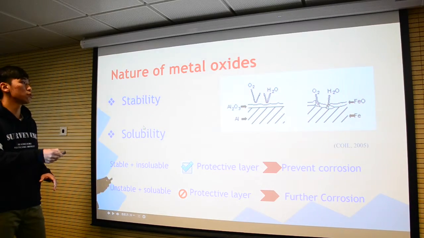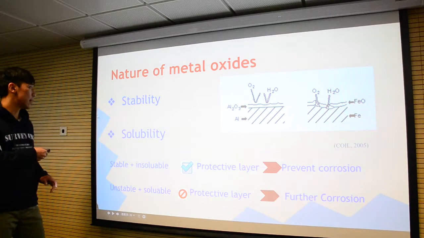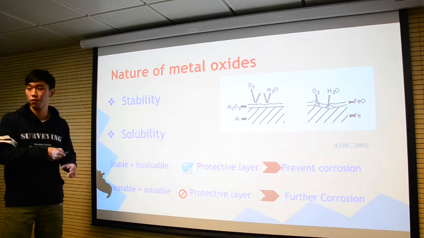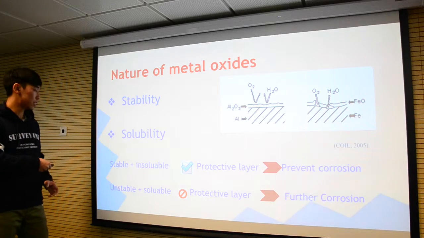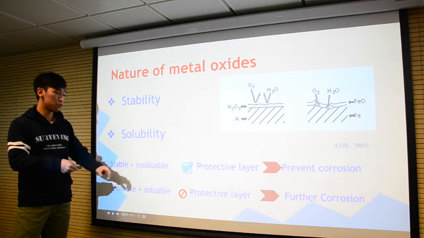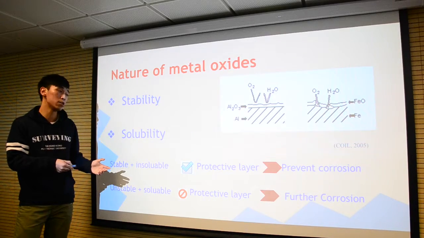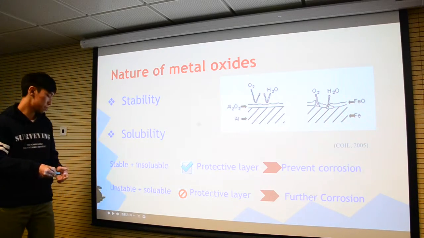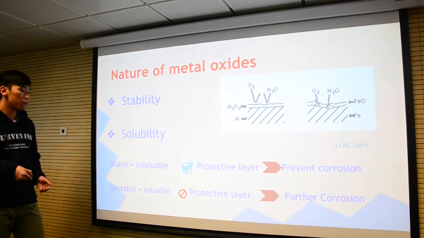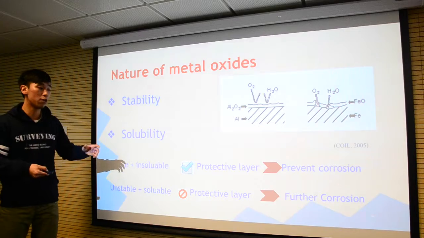We have to consider also the nature of the metal oxide formed. Mainly two characteristics can affect the rate: the stability and the solubility of the metal oxide. If the metal oxide formed is stable and insoluble, it can serve as a protective layer, and this protective layer can prevent further attack of the O2 and the water. It can prevent the corrosion from occurring. However, if the metal oxide formed is unstable and soluble, it cannot serve as a protective layer, and the metals will be further attacked and corroded.